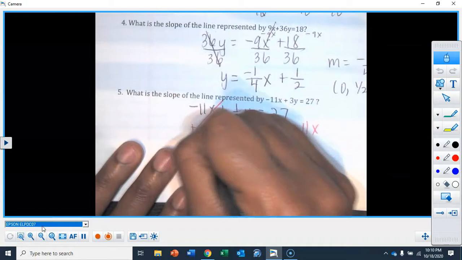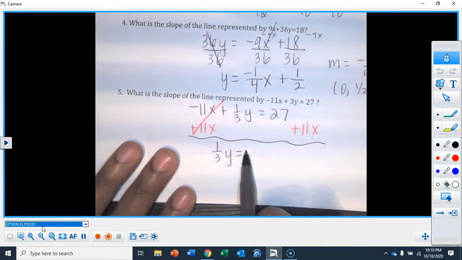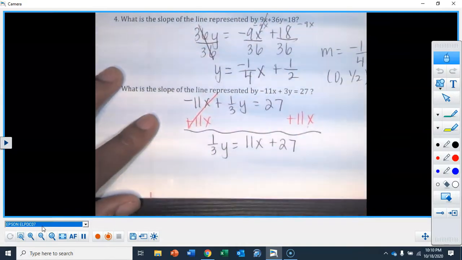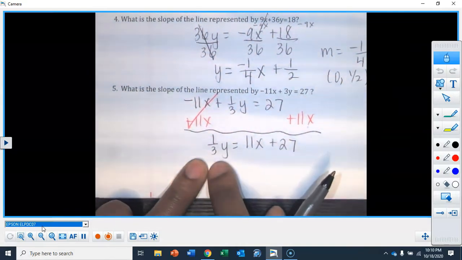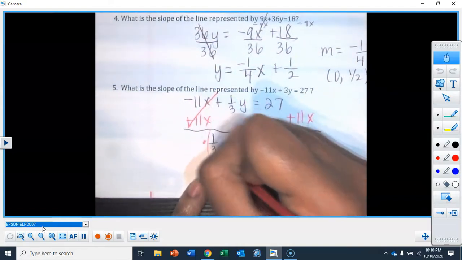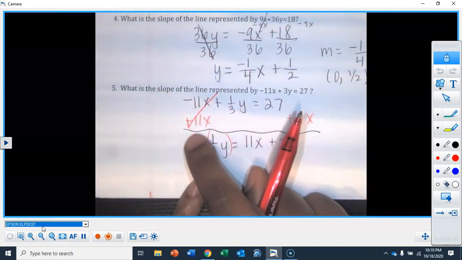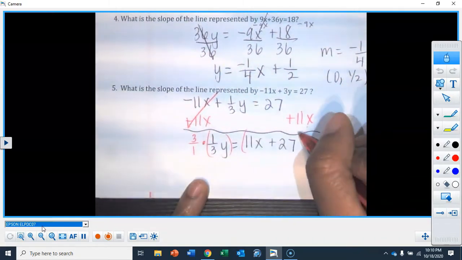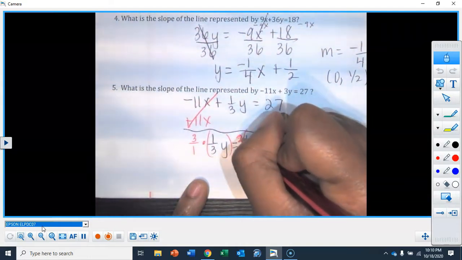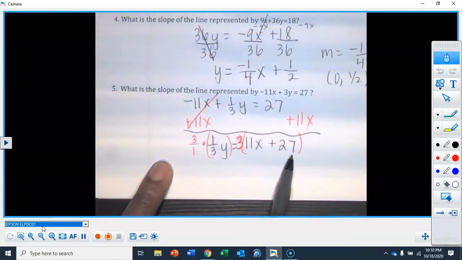So I'm going to write the next step is the same thing. Put 1/3 y equals, put the x term in the front, and then plus 27. Okay, so how do I get rid of this 1/3? Well, I multiply by the reciprocal. So that means I'm going to multiply this whole thing by 3 over 1. And when I multiply by 3 over 1 over here, I have to multiply this side by a 3. I don't have to put it over 1 because 3 over 1 is 3. So if I multiply this side by 3, I got to multiply both of those guys by 3.